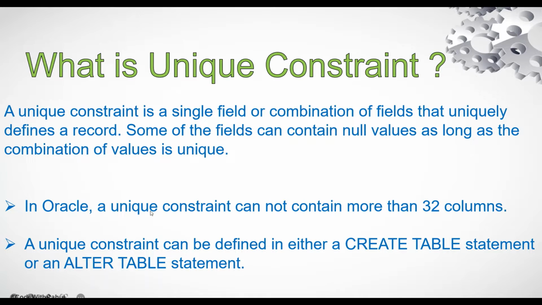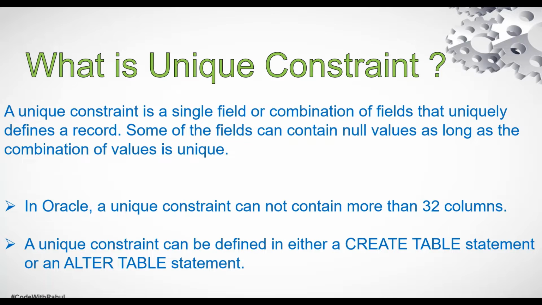In Oracle, a unique constraint cannot contain more than 32 columns. As I said, we can create a unique key on a combination of columns, but that combination should not contain more than 32 columns. A unique constraint can be defined in either a create table statement or an alter table statement. So there are two ways to create it.